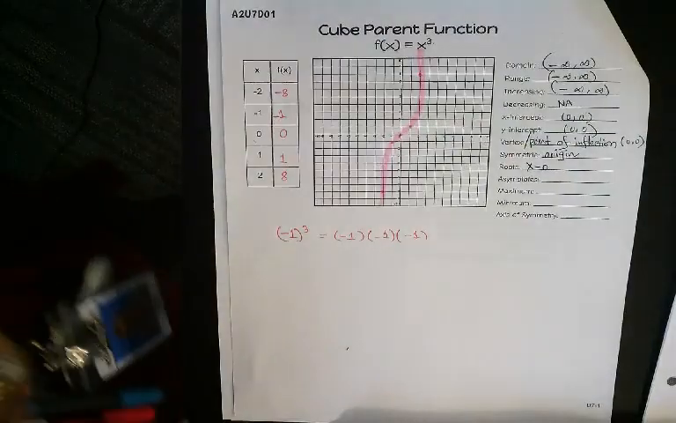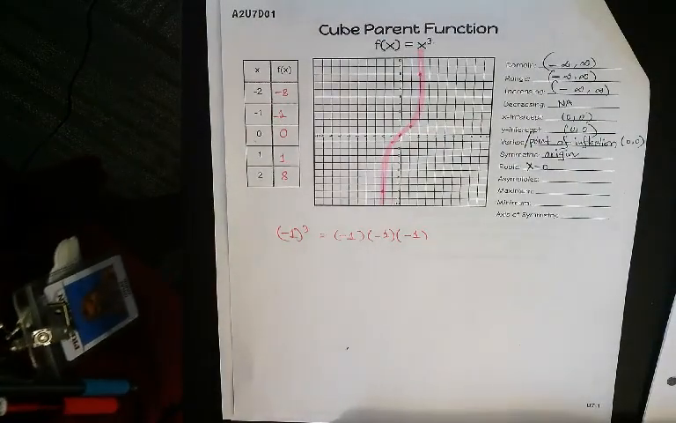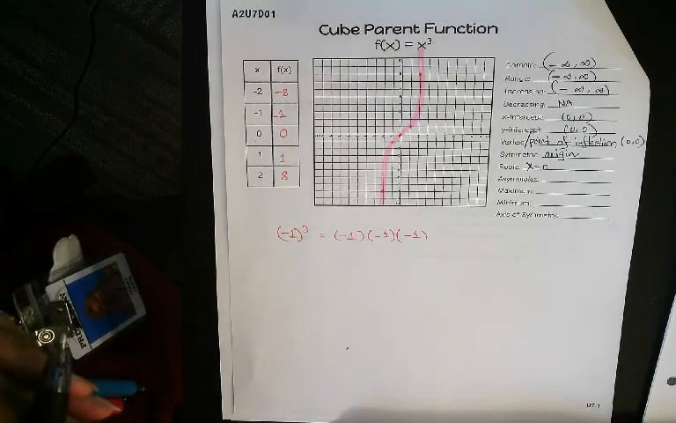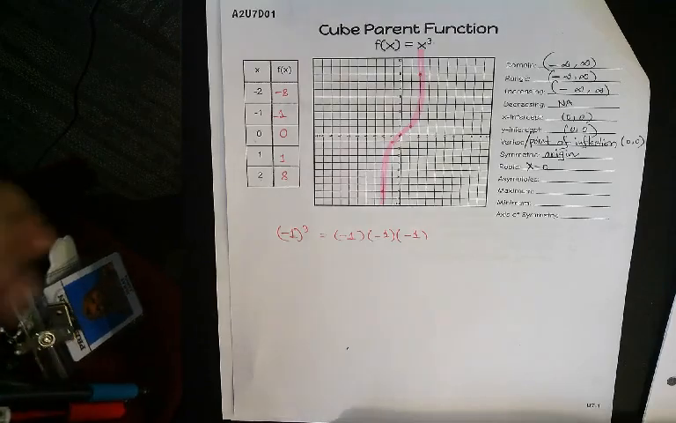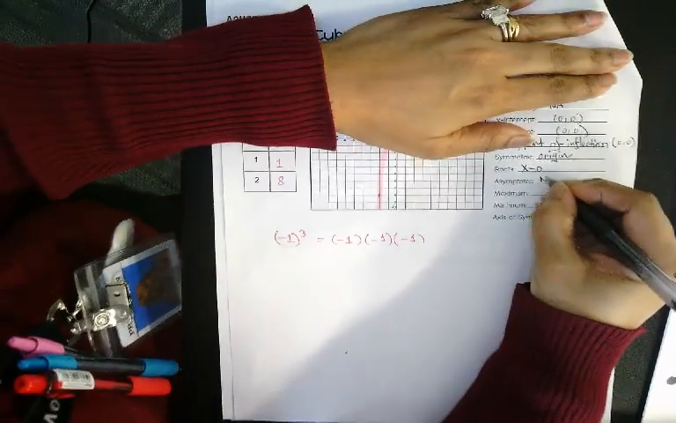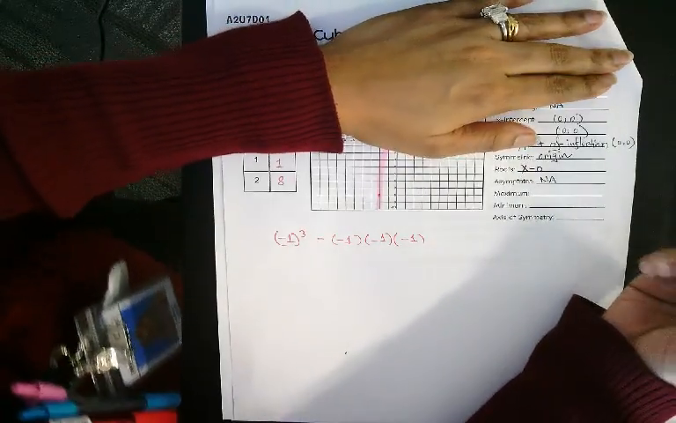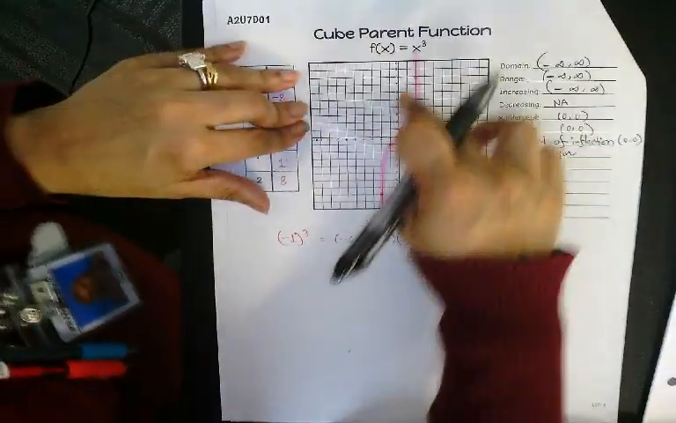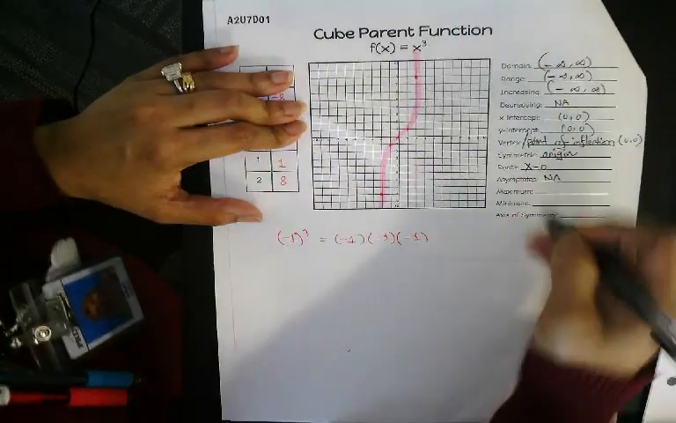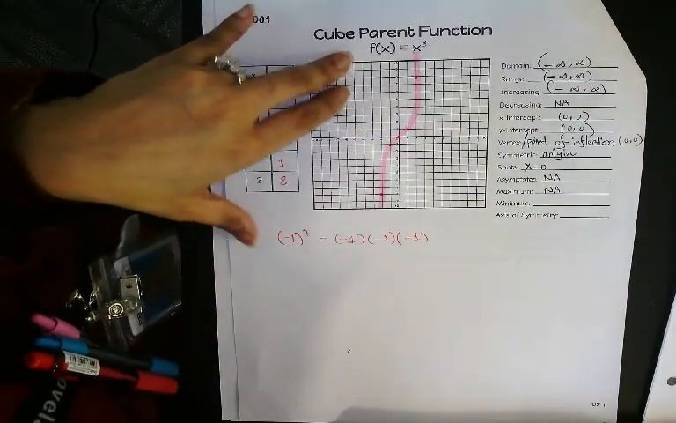Asymptote. Do we have any? What is an asymptote, by the way? A line that the graph will never touch or cross. Okay? So that's the asymptote. Do we have any? No. Maximum. Do we have any maximum value? It's going to keep going forever towards positive infinity. So we don't have any. Minimum. Do we have any minimum? None.